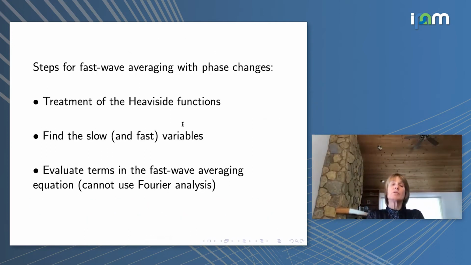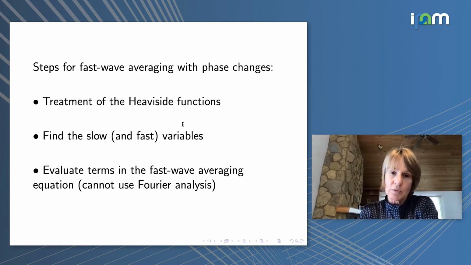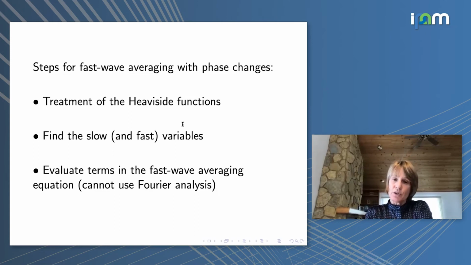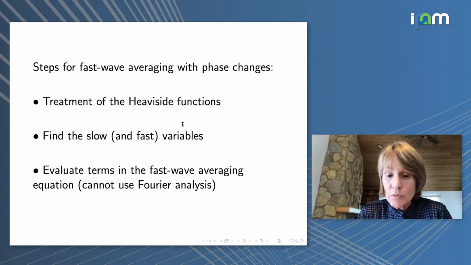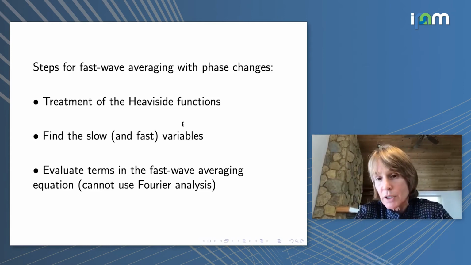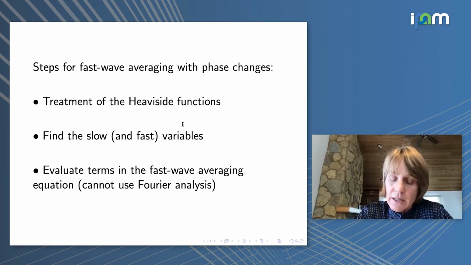And so what we have to do to adapt this fast wave averaging to the case with phase changes is first think pretty carefully about the treatment of these Heaviside functions. We have to go back and find the slow and fast variables that are appropriate for the new system, derive this fast wave averaging equation, project onto the slow modes, and now remember, we cannot use Fourier analysis because of the piecewise nature of the buoyancy operator. And so we have to rely purely on structural properties of the operators in physical space.